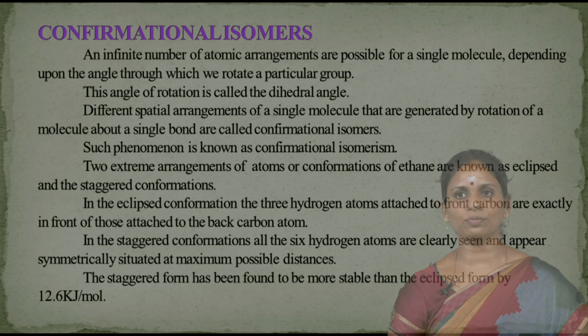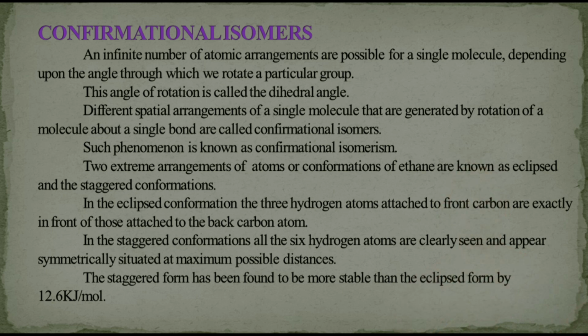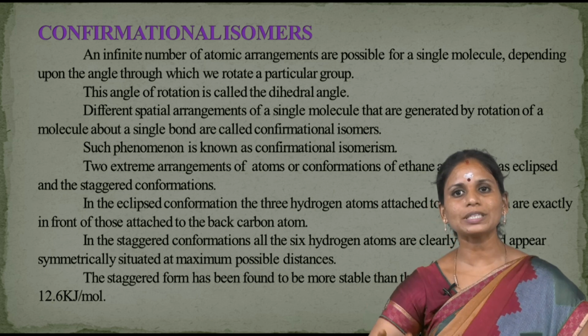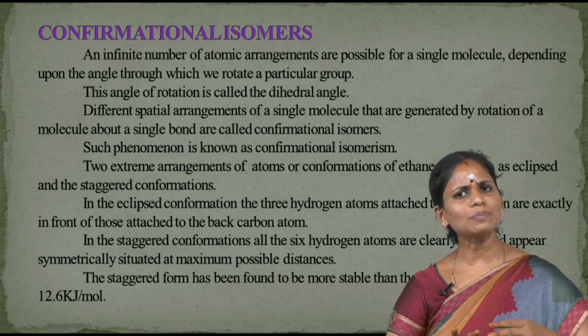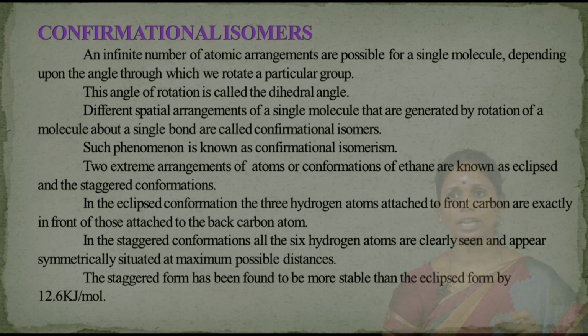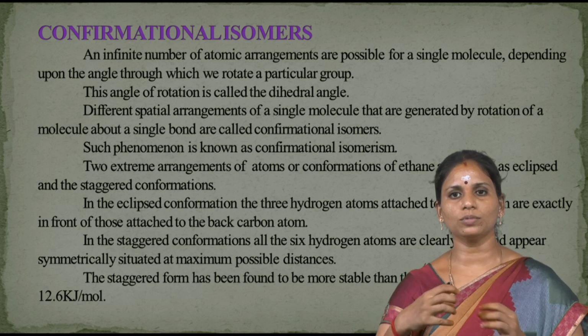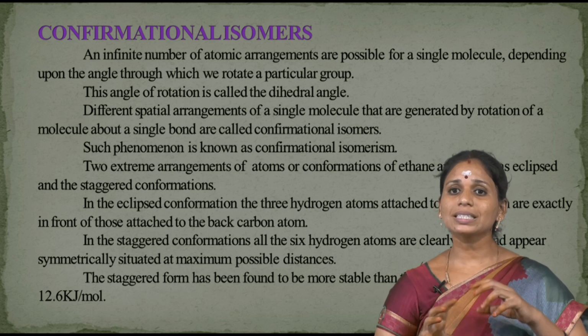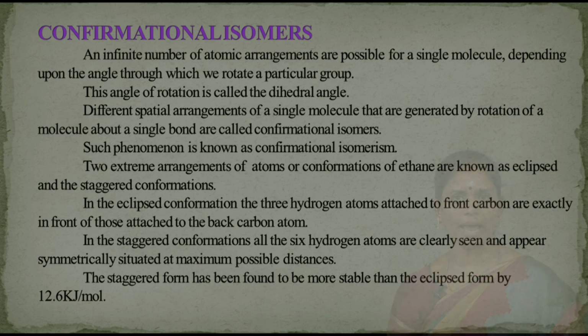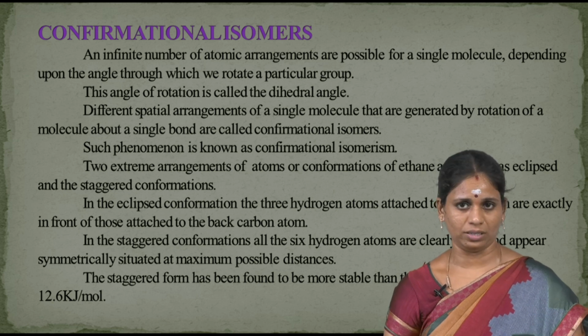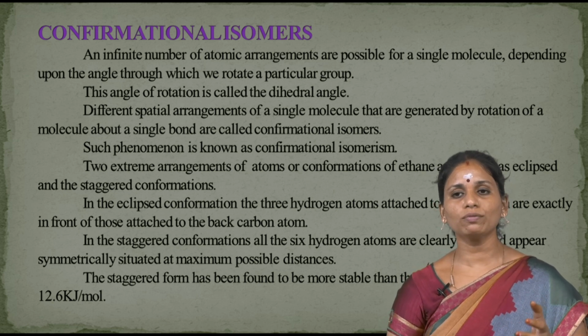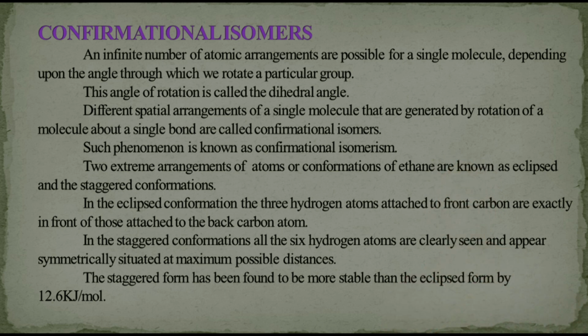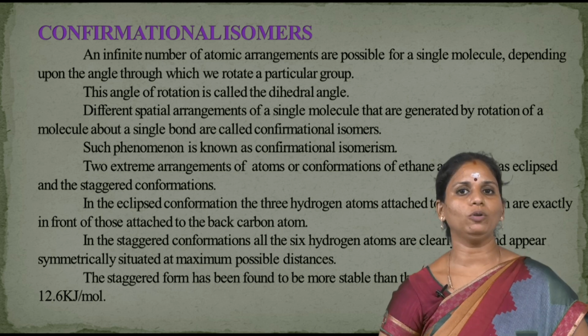Two extreme arrangements of the atoms, or conformations, of ethane are being discussed here. They are called eclipsed and staggered conformations. In eclipsed conformations, the 3 hydrogen atoms attached to the front carbon are exactly in front of those attached to the back carbon atom. So they are aligned together. All the bonds are aligned in a straight line. In staggered conformations, all the 6 hydrogen atoms are clearly seen and appear symmetrically situated at the maximum possible distances. The staggered form has been found to be more stable than the eclipsed form by 12.6 kilojoules per mole.